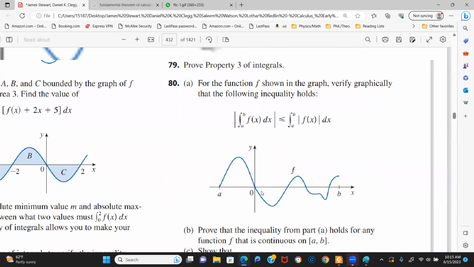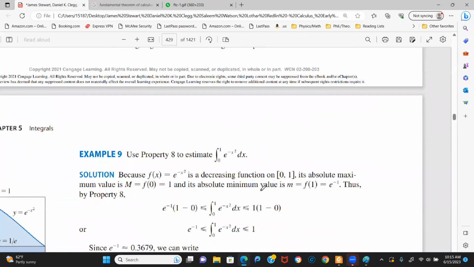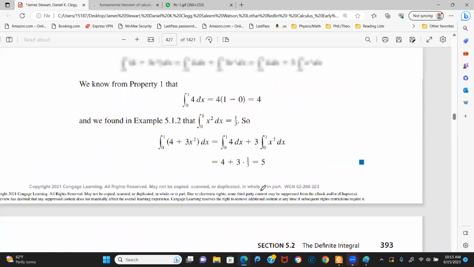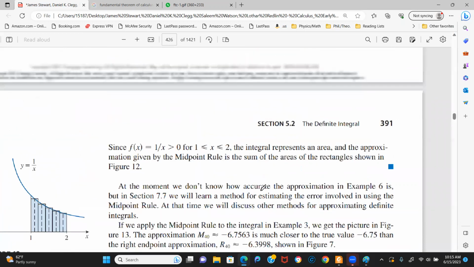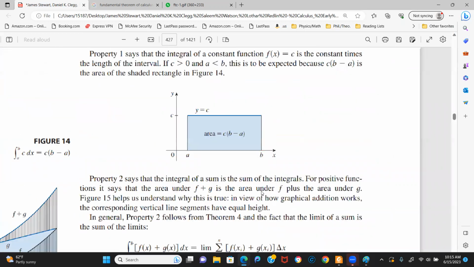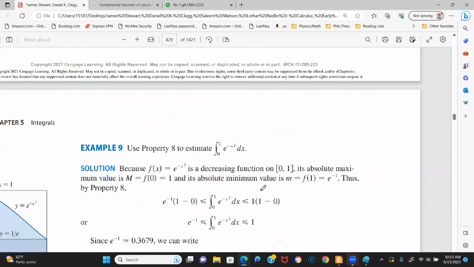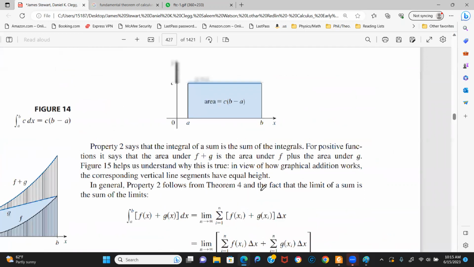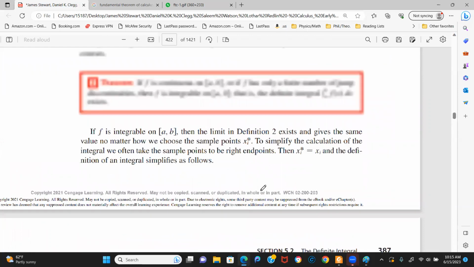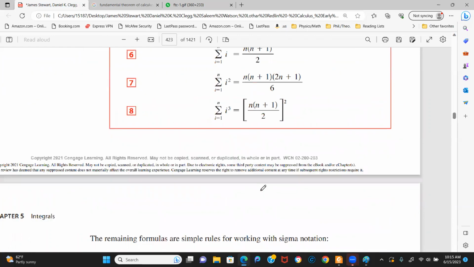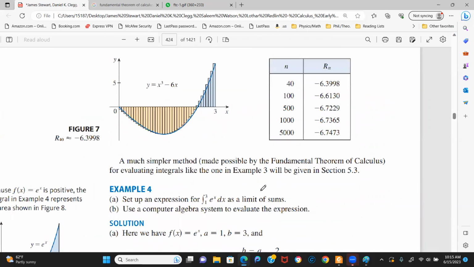So, where is it? Let's see. Not that one. Let's see, where is it? I thought it was in 5.2. Maybe it was, oh wait, maybe it was in 5.1 actually. Oh, here it is.